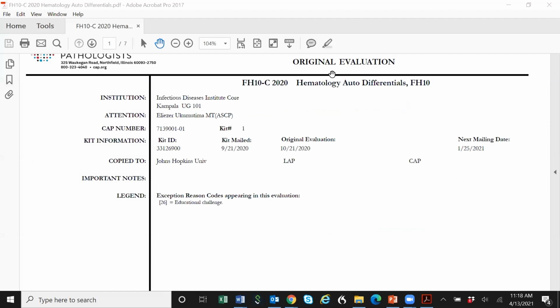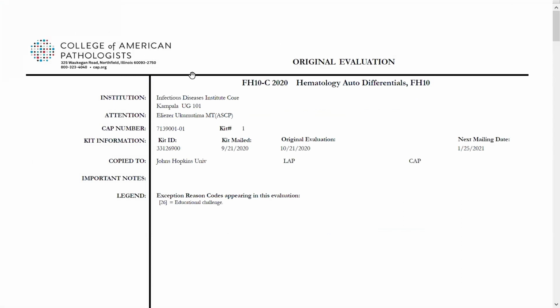Okay, great. So on the top left-hand corner, you see College of American Pathologists. That's who supplies the EQA. And then here you see FH10-C 2020. I don't know if you can see my cursor, but I'll highlight it. FH10-C is just a way of identifying what this EQA is about, what this PT is about. In this case, FH10 refers to hematology autodifferentials. And the C refers to which cycle it is. So this is the third cycle in year 2020, okay?